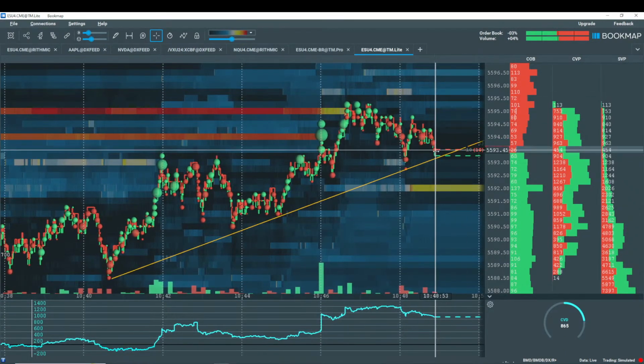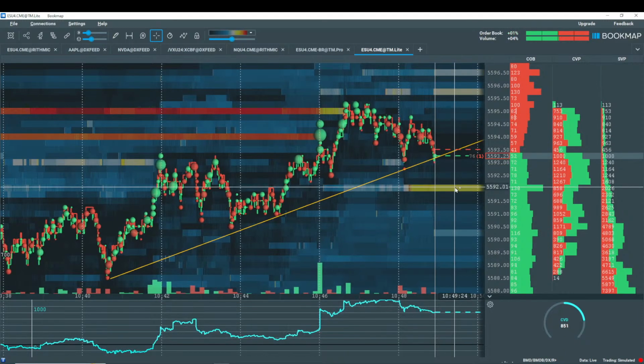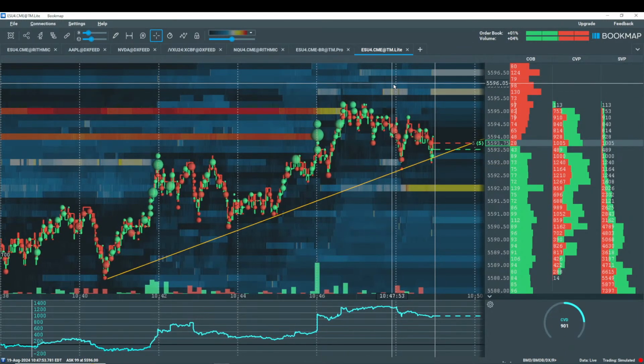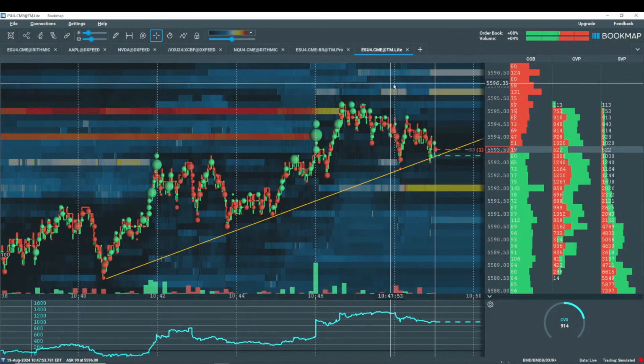Okay, here they come, and let's see them trade into this liquidity here. Let's see if they stay in the order book there at 92 and transact.